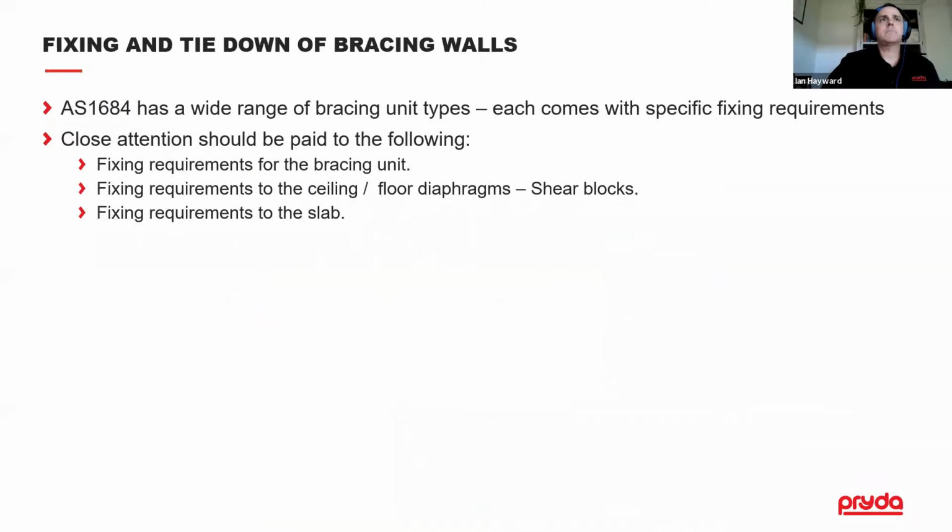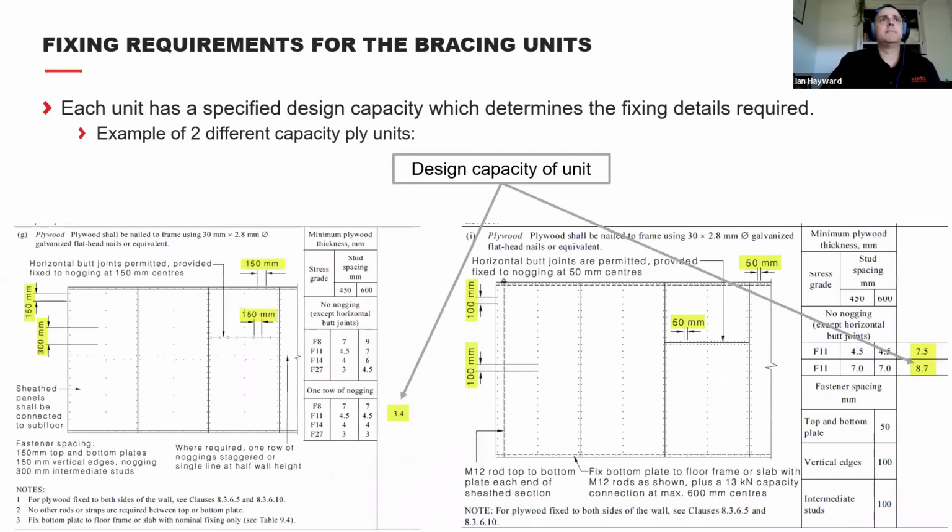Okay. So AS 1684 has a wide range of bracing units, and close attention should be paid to the following fixing requirements for the actual individual bracing units themselves. And then you've got to fix it to the ceiling and the floor diaphragm properly with shear blocks. And then you've also got to fix it to the slab. So we'll look at each of those in detail as we go through here.